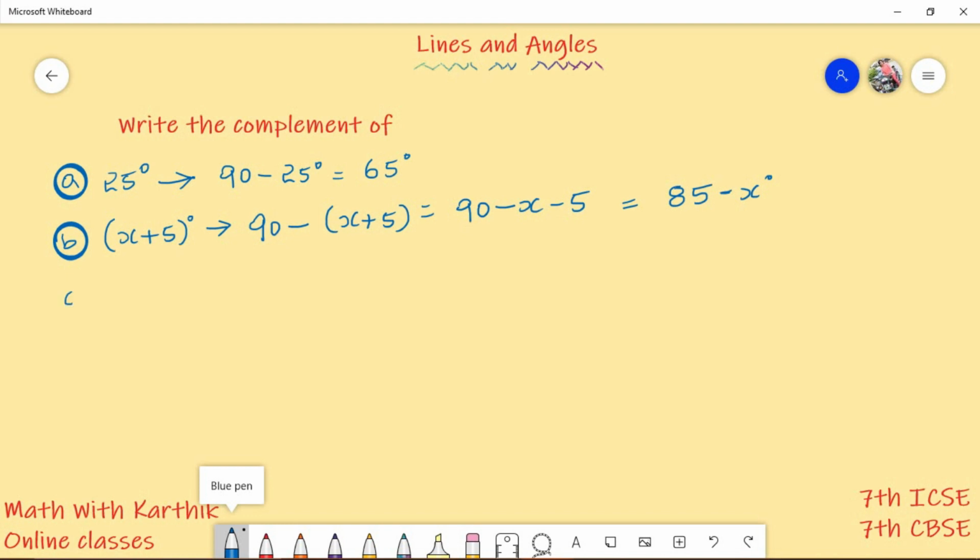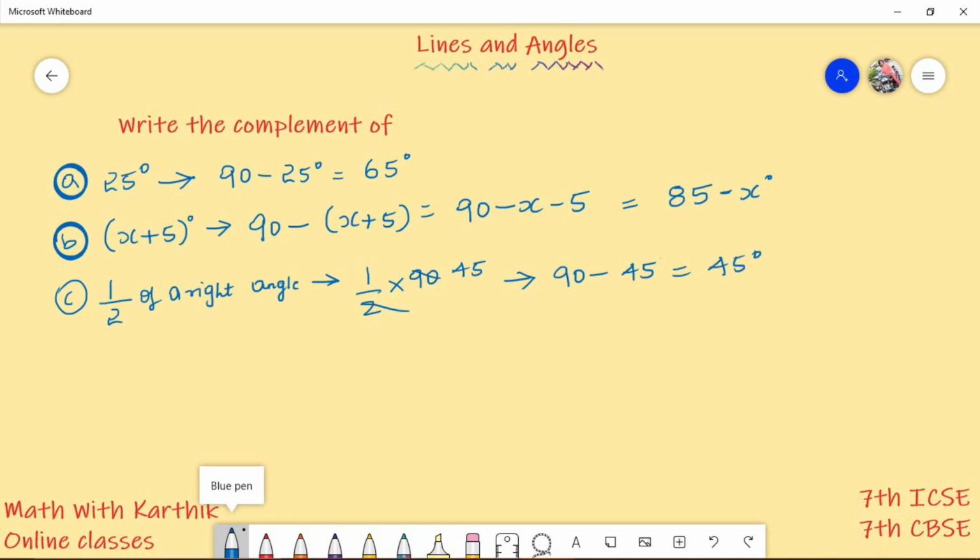Let me take one more example. What is the complement of 1 by 2 of a right angle? First find 1 by 2 of a right angle, that is 1 by 2 times 90, so that is 45. So what is the complement of 45? 90 minus 45, that is 45 degree.